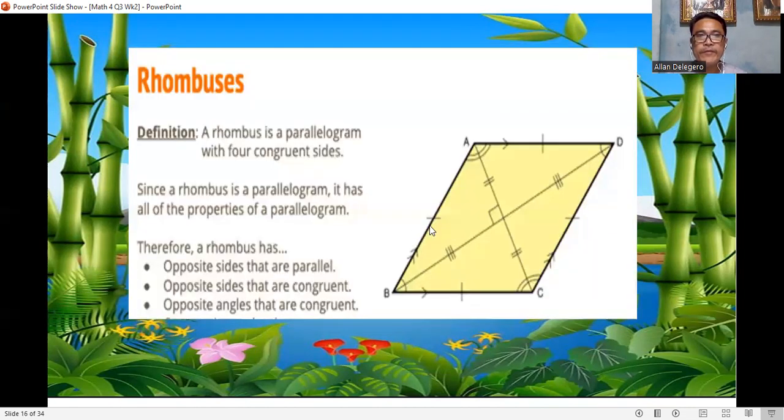Rhombus. A rhombus is a parallelogram with 4 congruent sides. Since a rhombus is a parallelogram, it has all of the properties of a parallelogram. Therefore, a rhombus has opposite sides that are parallel, opposite sides that are congruent or equal, and opposite angles that are equal or congruent.